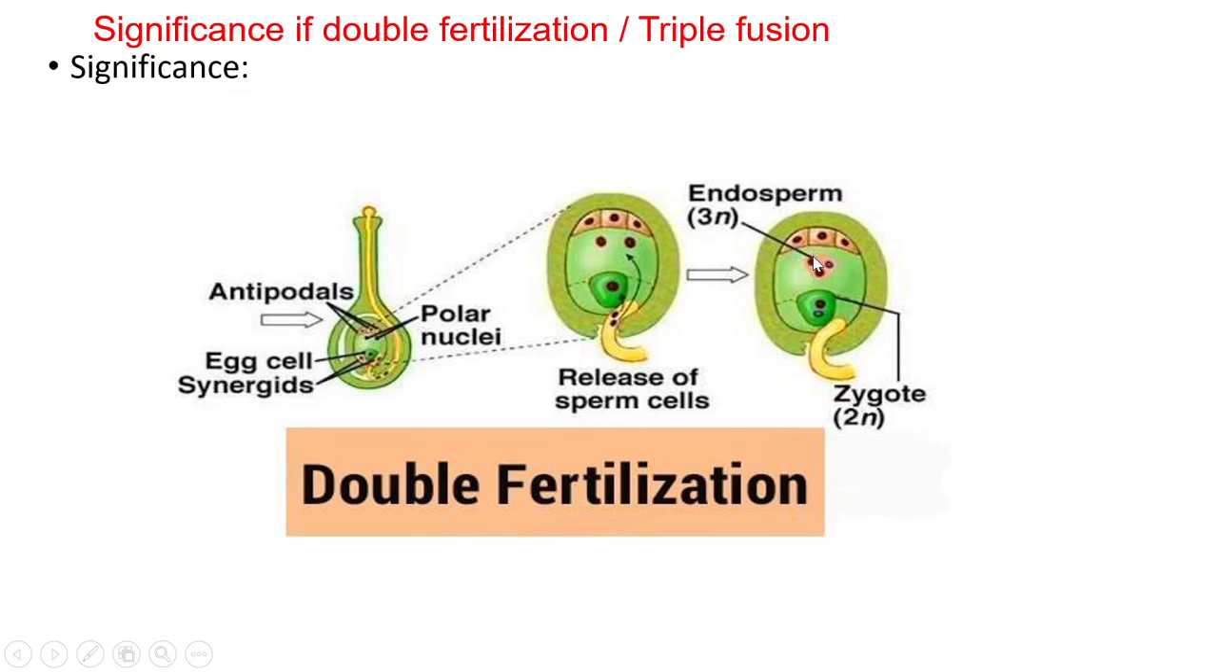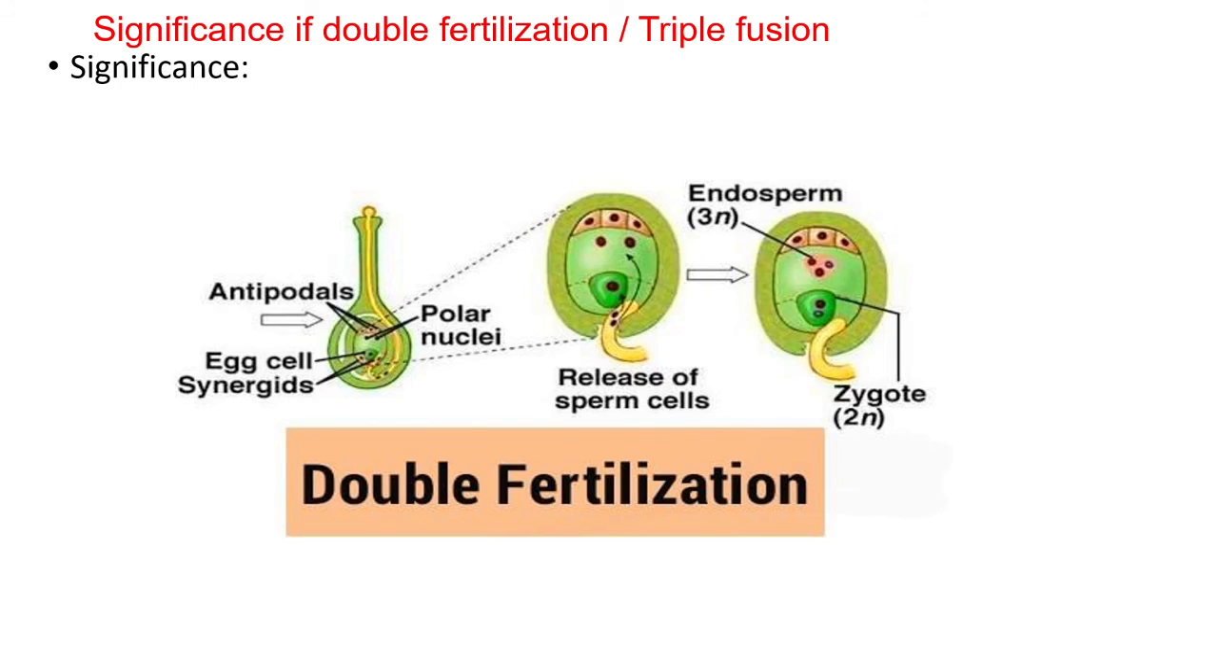Double fertilization prevents the unnecessary waste of energy by the plant. This endosperm provides nourishment to the developing embryo, as well as serving as reserve food for the maintenance of the embryo during the resting or dormancy period, and it also provides nourishment to the germinating embryo. Hence, double fertilization has great significance in inducing and establishing the seed habit in the plant.